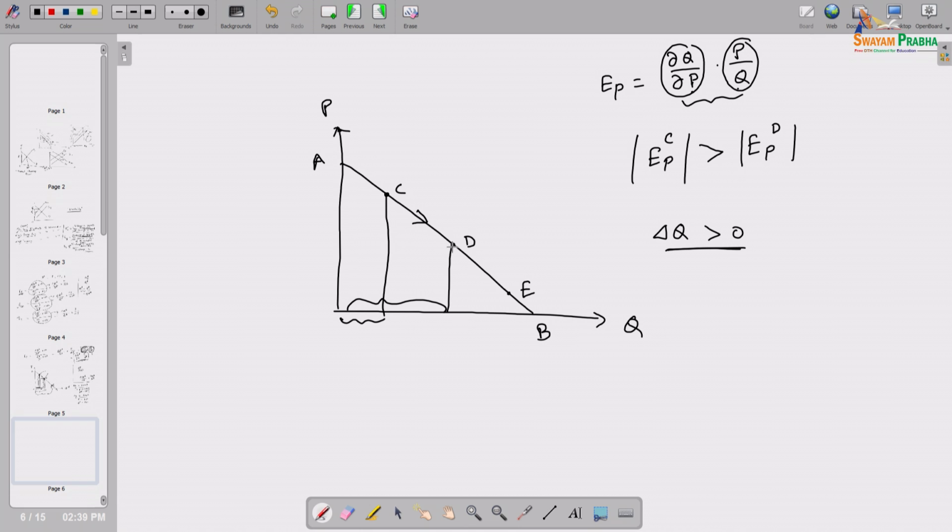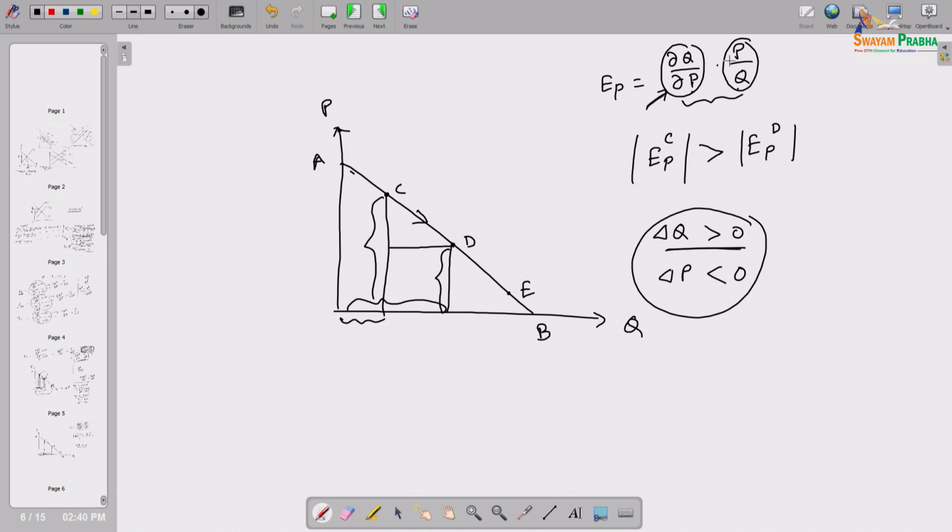Now, the price dimension: from C point to D point, at C point this was the price and at D point this is the price. So, delta P is the later price minus the initial price. The later price is smaller, the earlier price is larger. So, definitely delta P is less than 0 in this case. Whatever the value, del Q by del P is negative at any point along that straight line AB, that demand curve, because the slope is negative.